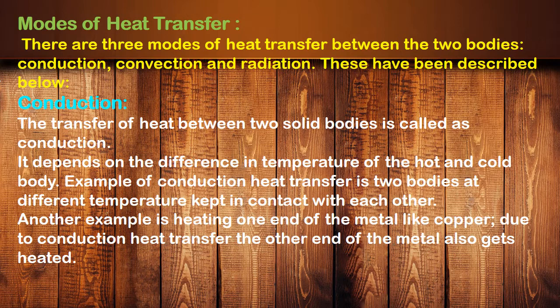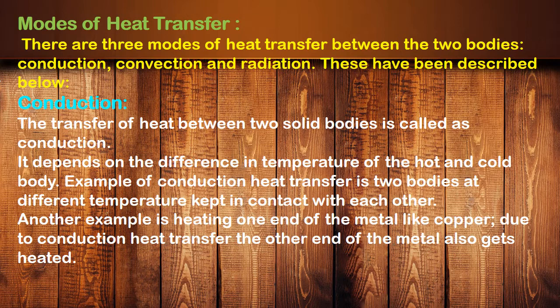The first one is conduction. The transfer of heat between two solid bodies is called conduction. It means for conduction there is a need of solid bodies. Okay, if there were no solid bodies, there is no conduction. So conduction depends on the solidity of the substance. It depends on the difference in temperature of the hot and cold body.